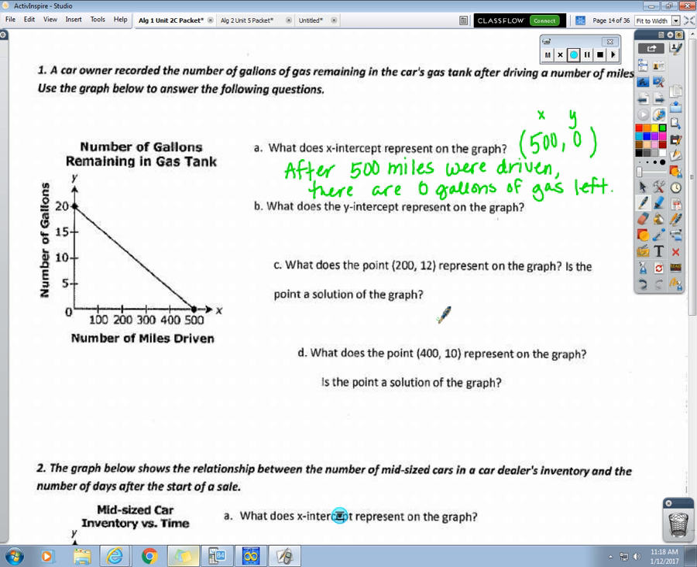Okay, what does the y-intercept represent on the graph? Well, what is a y-intercept? No, what is a y-intercept? So in this particular graph, the y-intercept is 0, 20. In words, what do those numbers mean? What did you say, John Michael? Right, so couldn't we just rephrase that as he started with 20 gallons of gas? Exactly.